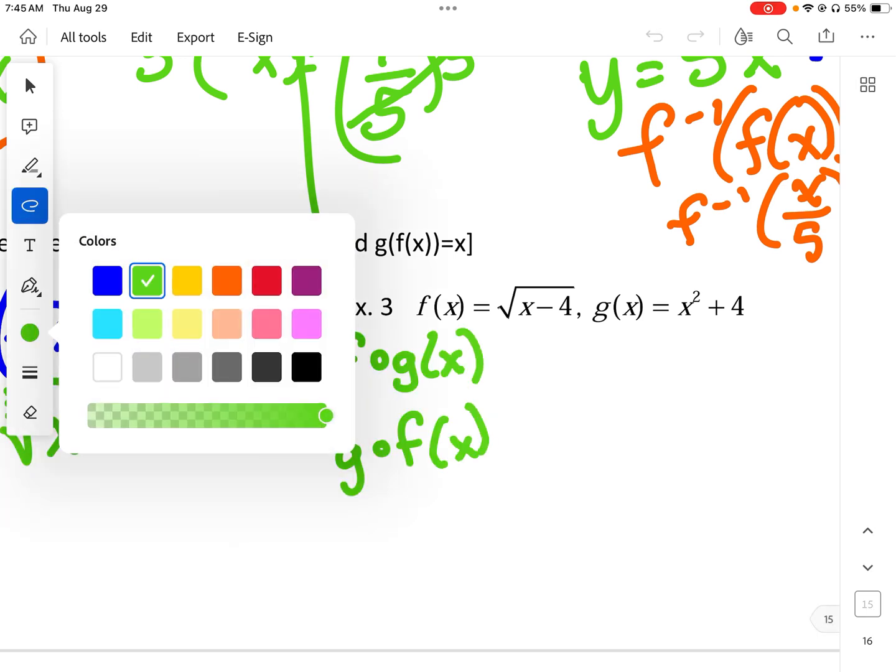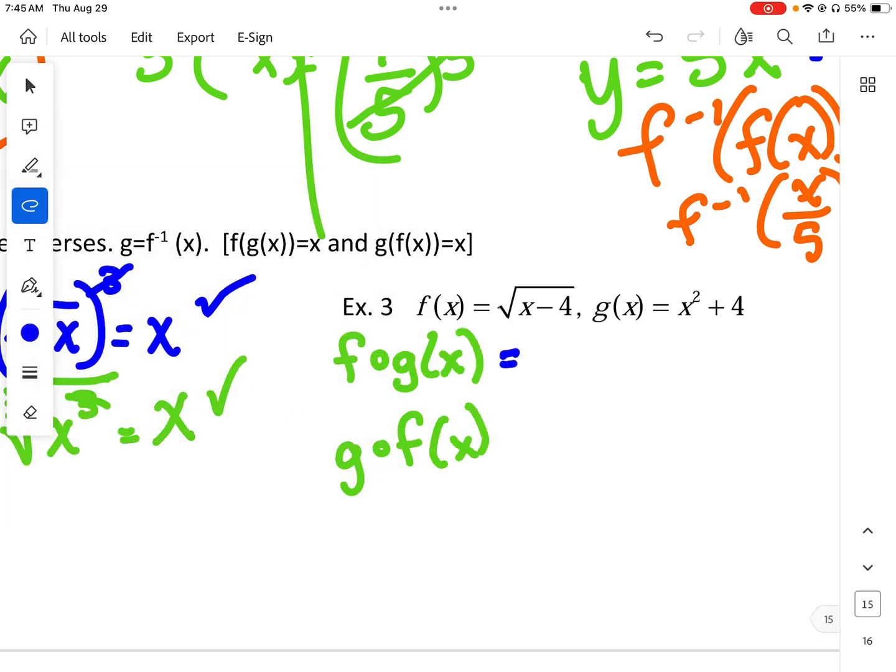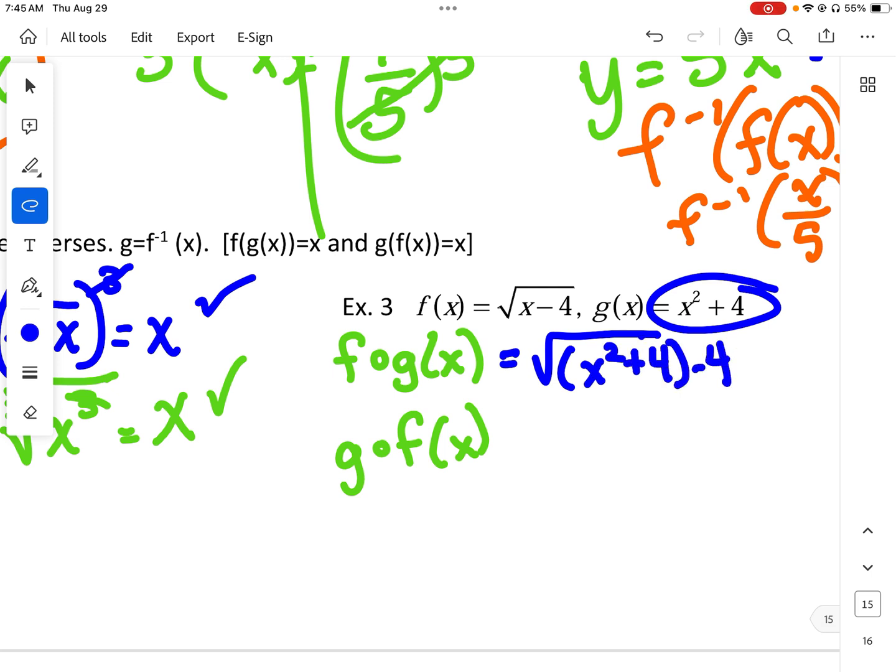So let's do the first one. So this is going to be the square root of, in place of x, I'm going to plug in x squared plus 4 minus 4. Extend your square root. We don't need to do anything with parentheses. It would actually go away. So that becomes 0. So then we just have x squared. Square root of x squared equals x. So we're good on that one.